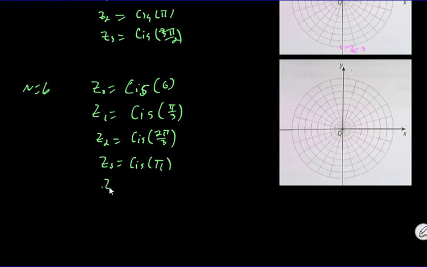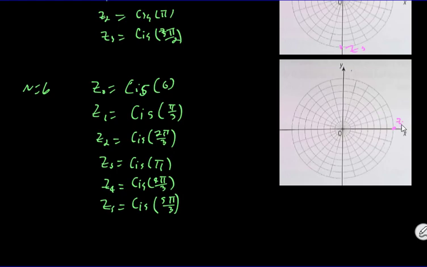And then z of 4, that's our 5th out of our 6 roots, is cis of 8 pi over 6, which reduces to 4 pi over 3. And then the last one, z of 5, is going to be cis of 10 pi over 6, which reduces to 5 pi over 3. Good.